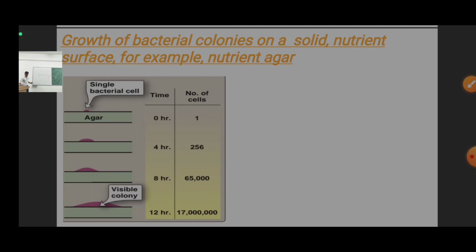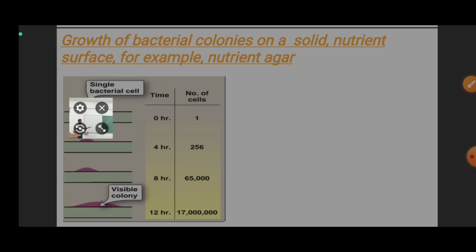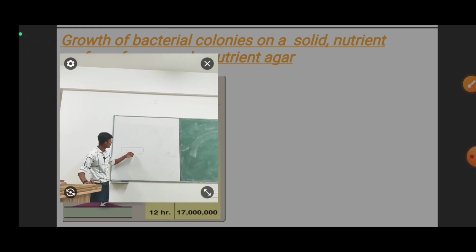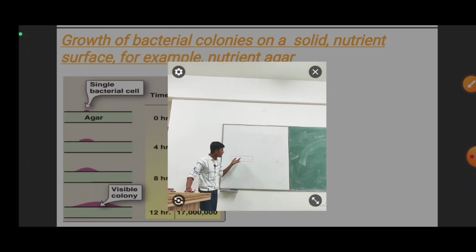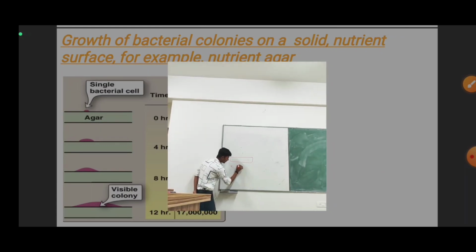Let me draw it here so that you can visualize it clearly. We take one agar plate. Agar plate is basically the media, a solid media. So we take the agar plate, and the bacterium which can grow here, I give you the name, is E. coli. It's present in our intestine.